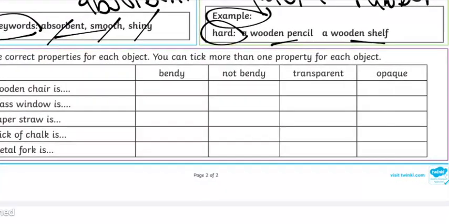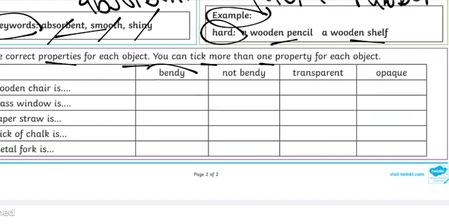So the last box, take the correct properties for each object. You can take more than one property. Of course, if the object is bendy, you can't choose not bendy. If the object is transparent, you cannot choose opaque. So let's start. The wooden chair, do you think it's bendy? No, not bendy. Transparent or opaque? Opaque.